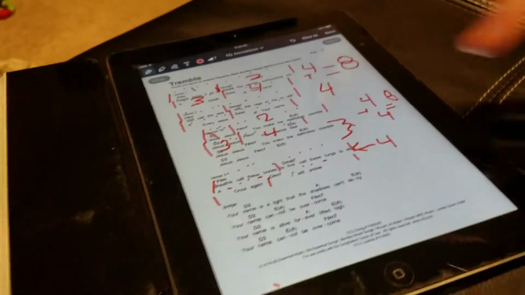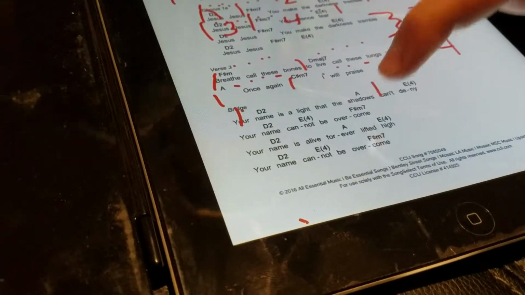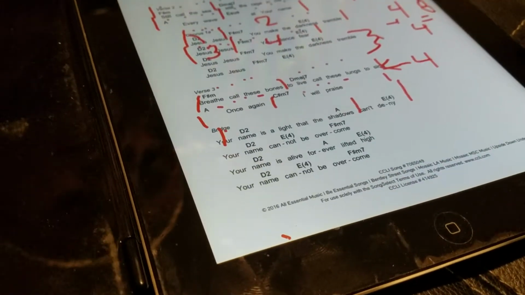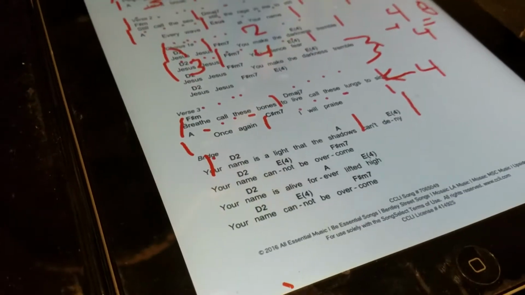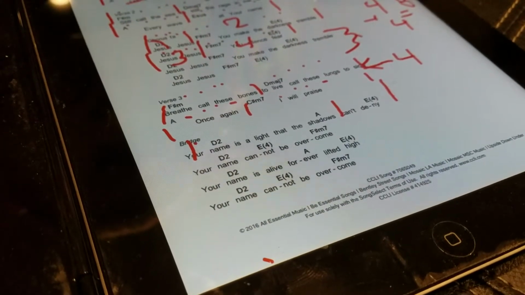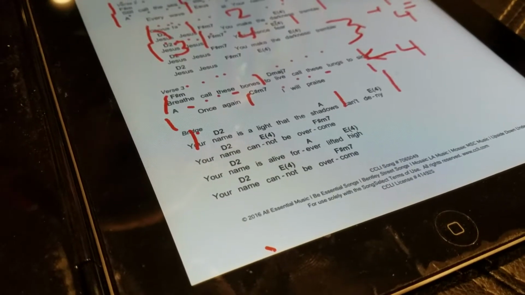Now let's hit the bridge. All right, so the bridge here is a little bit interesting. Go ahead, Isaac. I'm going to see if I can remember how it goes. Look at the name, and I believe it goes right there. I may be wrong. Well, let's work it out and let's see here. Your name is a light that the shadows.